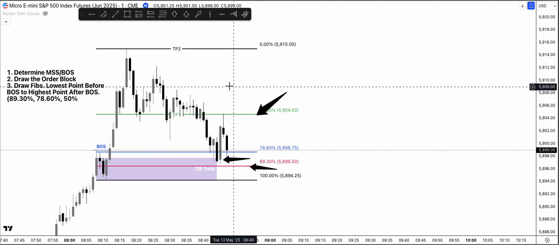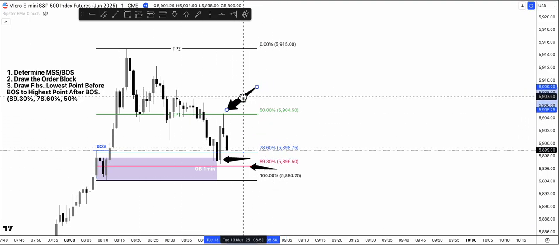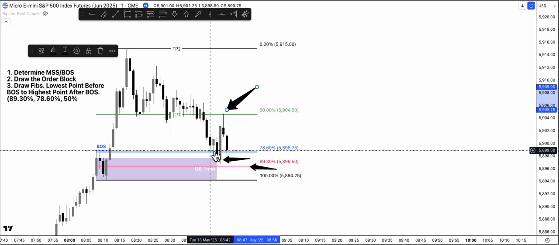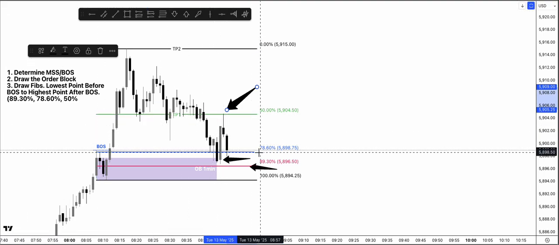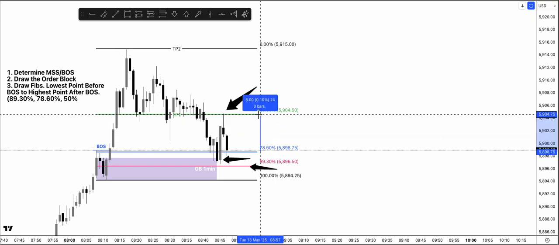As you can see, at this point we exactly touched that level. So that means we only got filled once. Let's say we fill for 5 micros or 1 ES, but let's say 5 micros. From here to here, that would have been 24 ticks in 2 minutes. 24 ticks times $1.25 times 5 micros would have given you $150 in 2 minutes, just trading 5 simple micros.